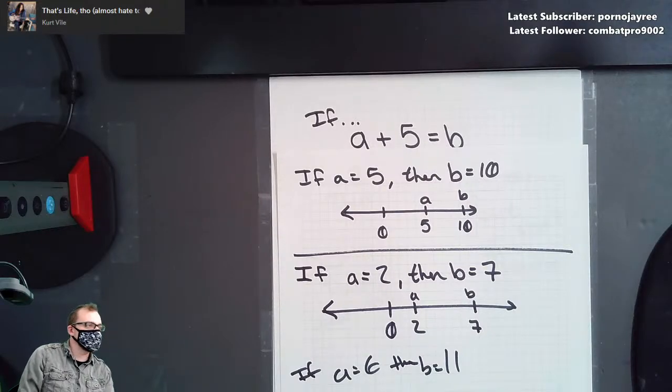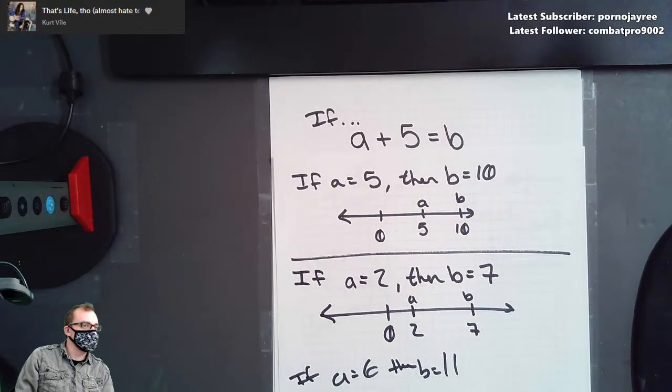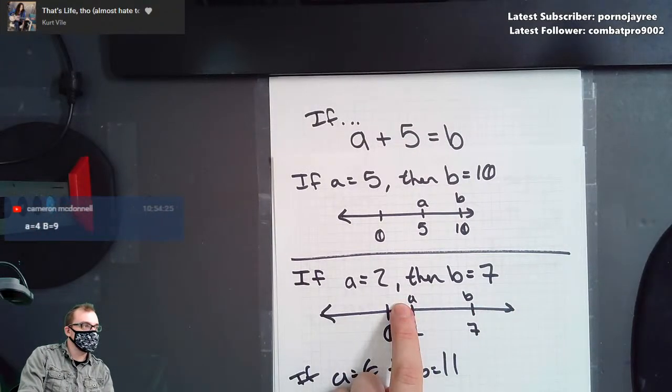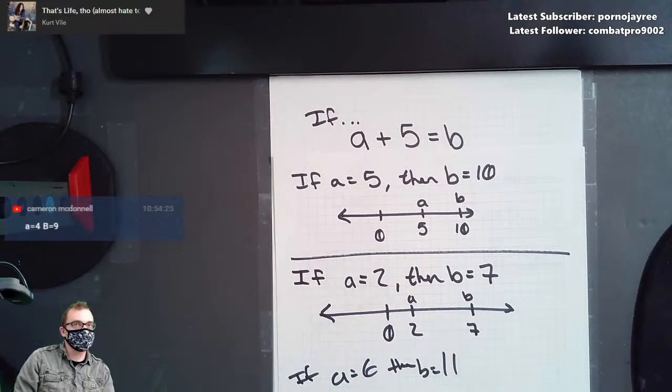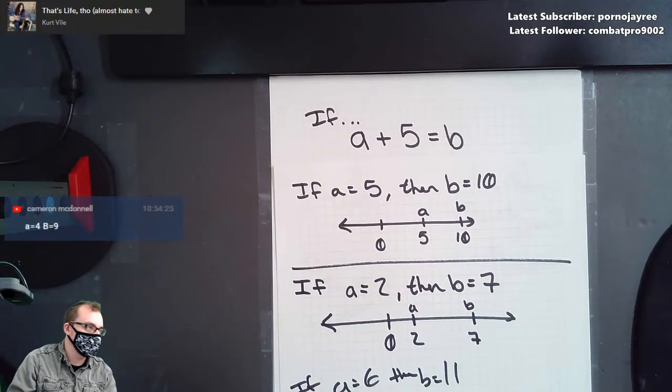Wait a minute, distance? What is distance? Distance is how far it is away. What else is distance in math class? How do you find the distance between 7 and 2? Between 9 and 4? Between 10 and 5? You subtract. Distance is subtraction. Wait a minute.